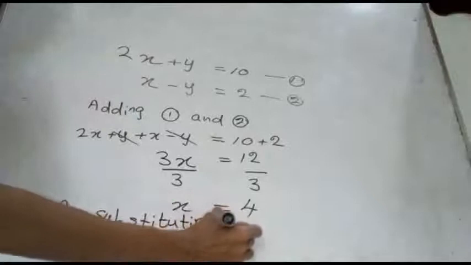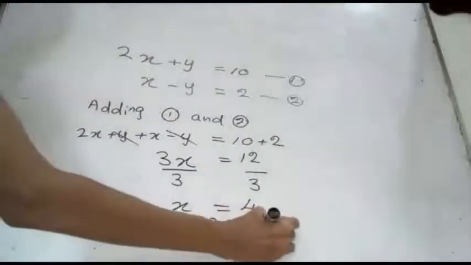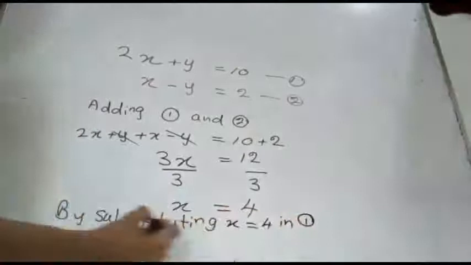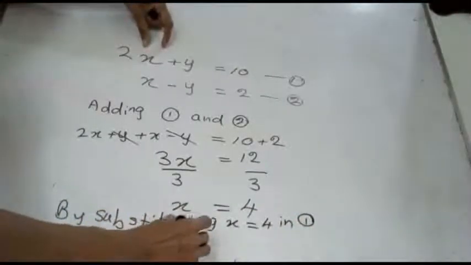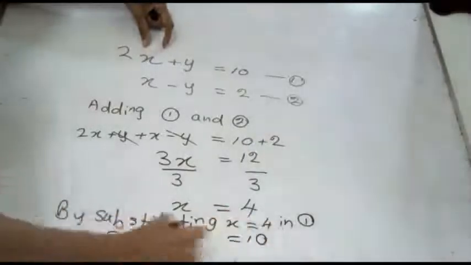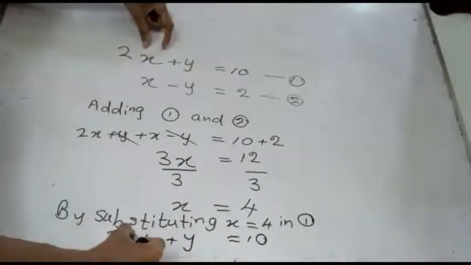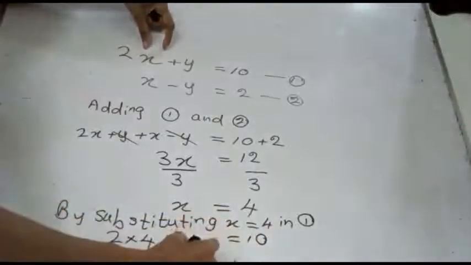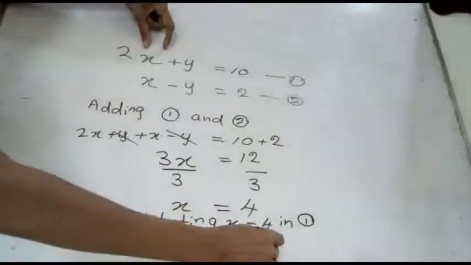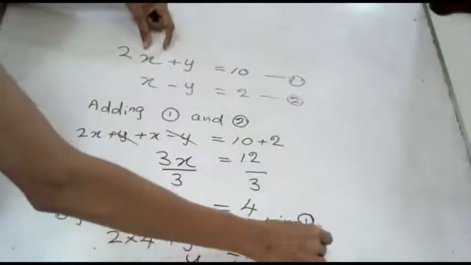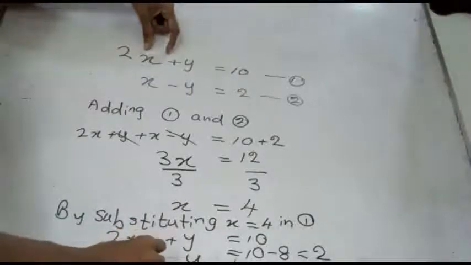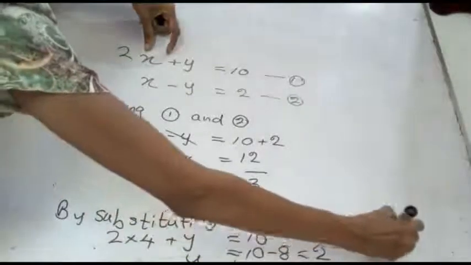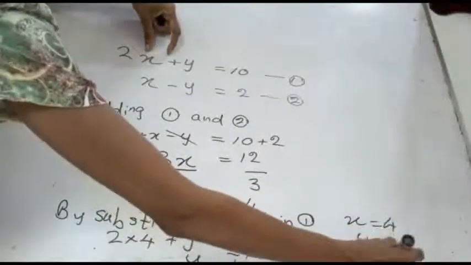By substituting x is equal to 4 in the first equation, 2 times 4 plus y is equal to 10. 2 times 4 is 8. 8 plus y is equal to 10. y is equal to 10 subtract 8, which is 2. Then the solution is x is equal to 4, y is equal to 2.